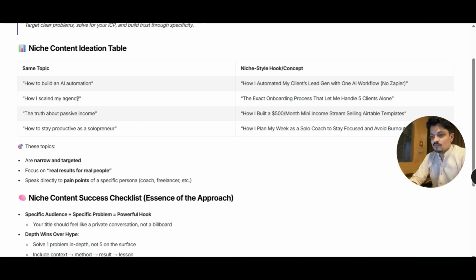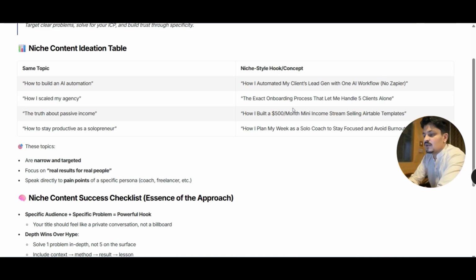If this topic is "how I scale my agency," it could be anything. It could be marketing, it could be service itself, right? How he scaled his agency, right? You know, he can talk about it. By the title of it, the first impression that I'm getting is that the video will have all the pillars of how to scale an agency, right?